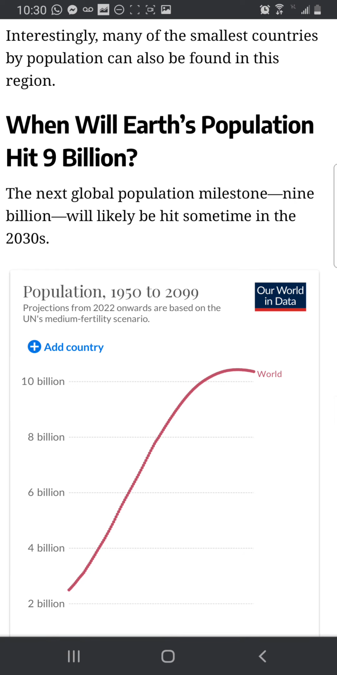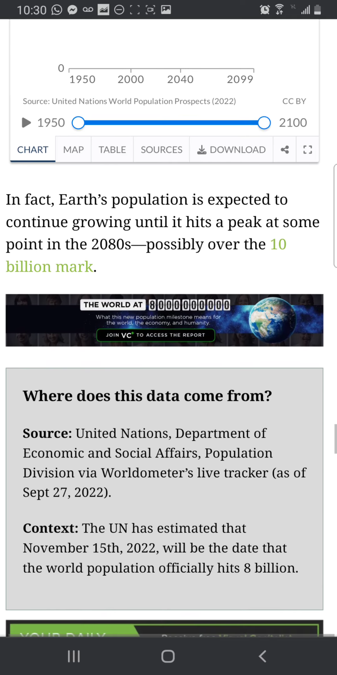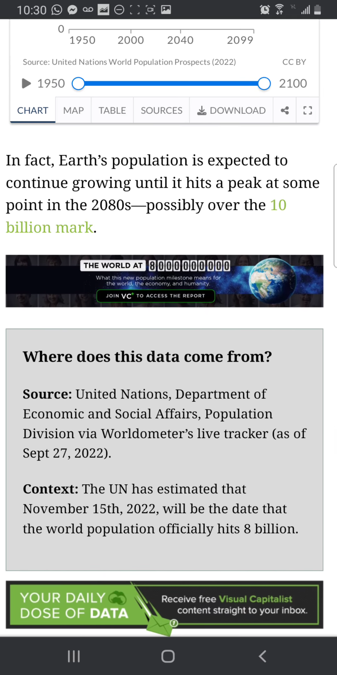When will Earth's population hit 9 billion? The next global population milestone, 9 billion, will likely be hit sometime in the 2030s. Lots of babies. In fact, Earth's population is expected to continue growing until it hits a peak at some point in the 2080s, possibly over the 10 billion mark.